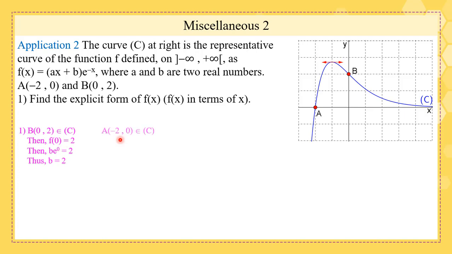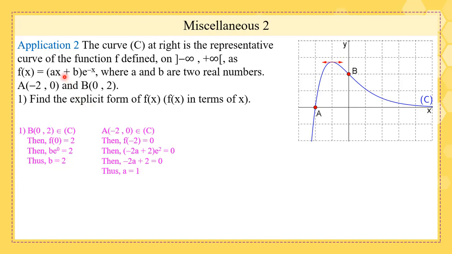Now for the second point, which is A negative 2, 0, from here we can also state that f of negative 2 is 0. We go back to f of x, we replace each x by negative 2, we get (minus 2a plus 2) e to the power 2 is 0. Well, e to the power 2 is never 0. This means that minus 2a plus 2 is 0, or a is 1. So by now I know that b is 2, a is 1.